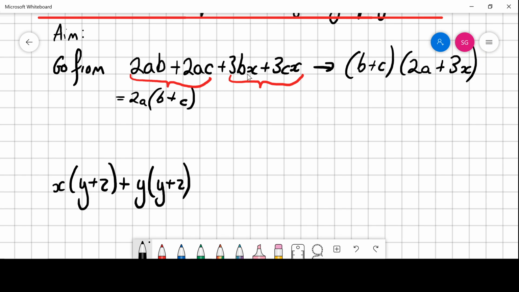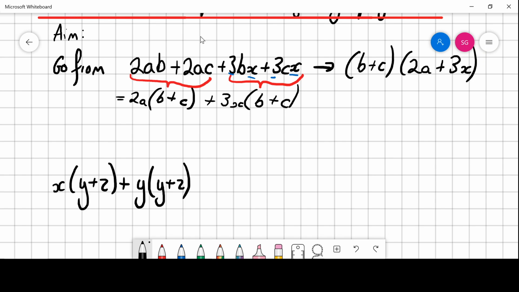Now let's look at this second grouping here, okay? Again, what are the common factors? Well, 3 is a common factor for both of them, and x is a common factor for both of them. So the highest common factor here is going to be 3x, isn't it? We can see 3x divides this, 3x divides this. 3bx divided by 3x is just going to give us b. 3cx divided by 3x is just going to give us c.